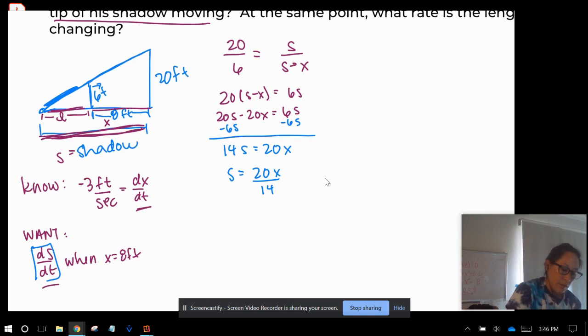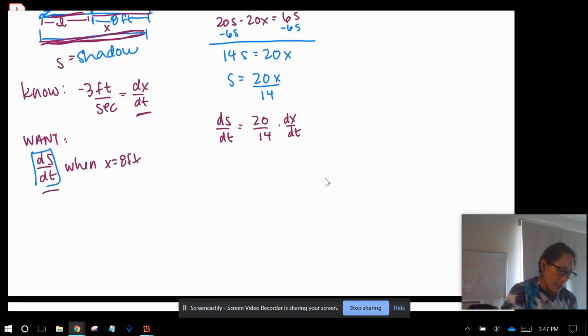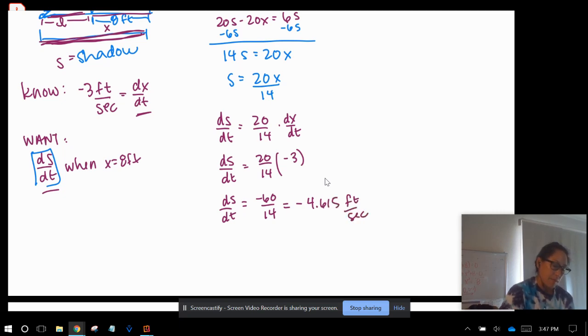Now we can take the derivative. So ds/dt is equal to 20 over 14 times the derivative of x, which is 1, times dx/dt. All right, so ds/dt, which is what I'm trying to find, is equal to 20 over 14 times negative 3. So ds/dt, the rate of the tip of the shadow, is going to equal negative 60 over 14, which is equal to negative 4.615 feet per second.